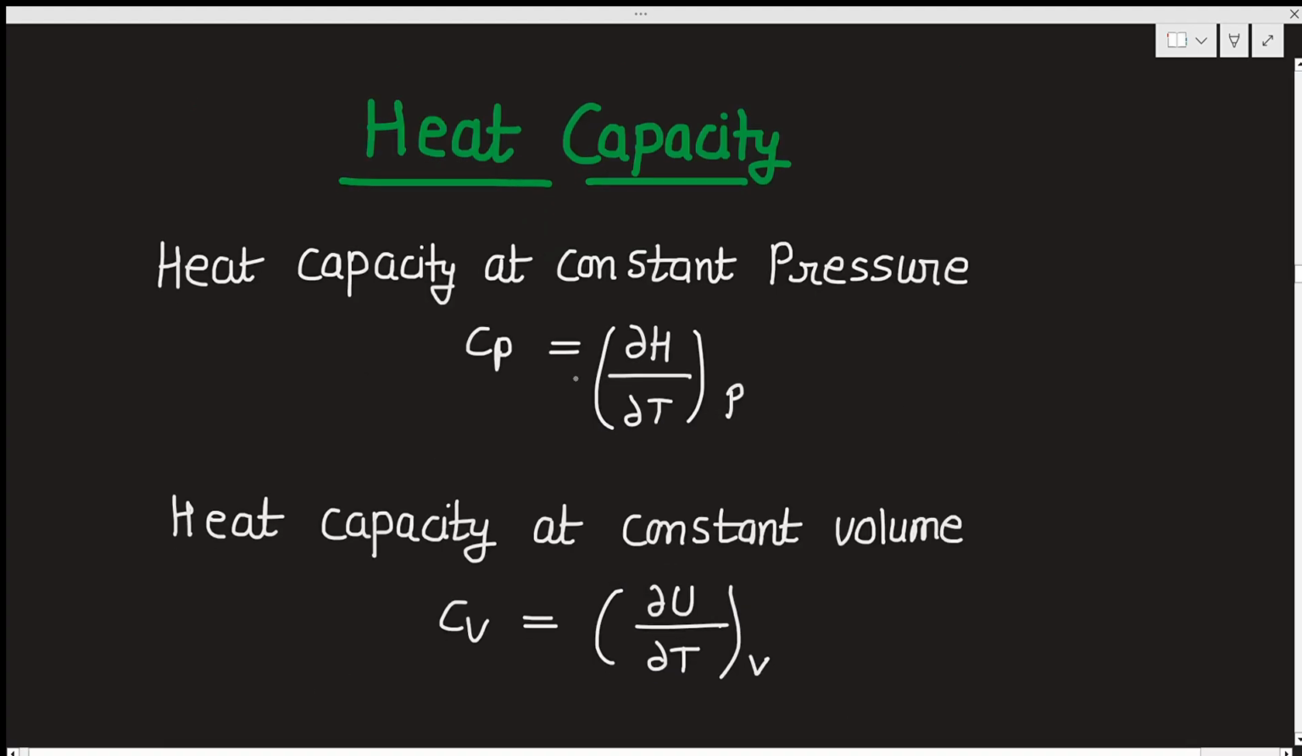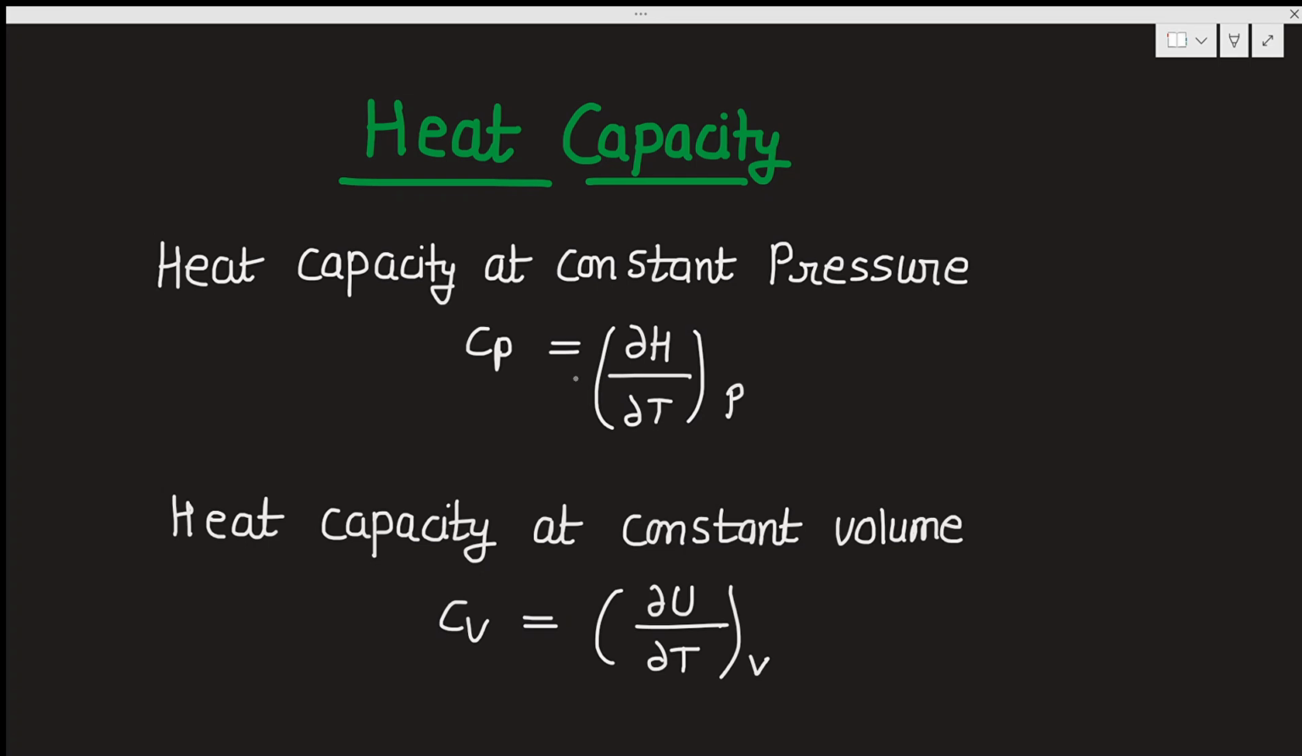Now see heat capacity. What is heat capacity? If you want to raise the temperature of any substance, then heat is required. So the amount of heat that is required for raising the temperature of any substance by 1 degree is called its heat capacity. It is denoted by capital C. When you are using it for solids and liquids, you will use Cm.